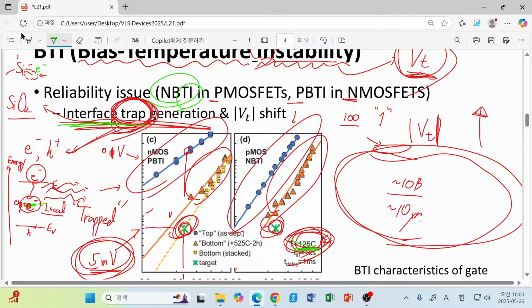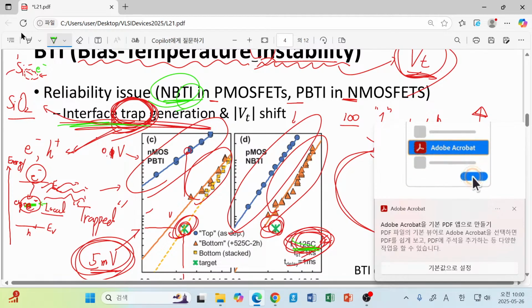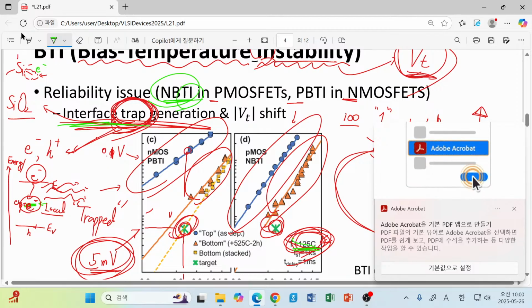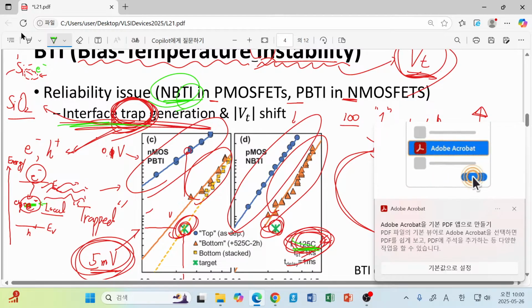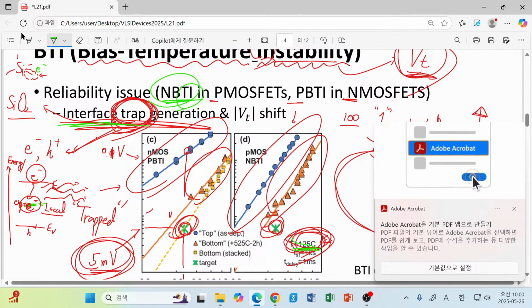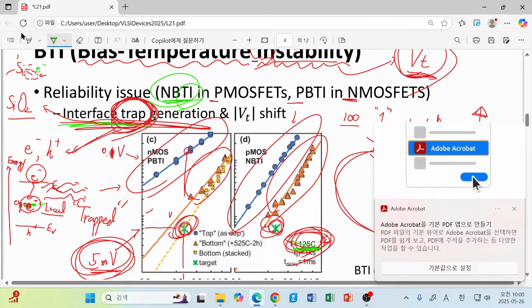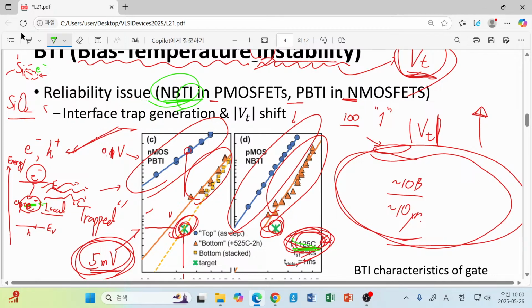However, when you apply this stress condition, bias temperature stress, in this case, atoms are thermally activated and they feel a strong electric field, and some of them are just swept away from the initial position. So we have some empty places for atoms, and that is regarded as a physical origin of interface trap generation.